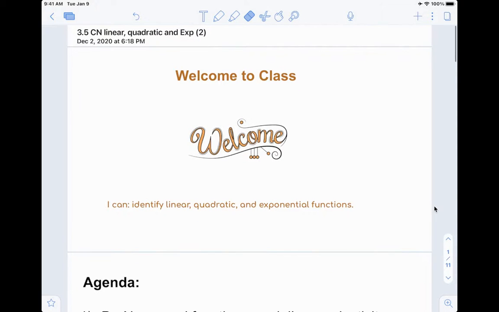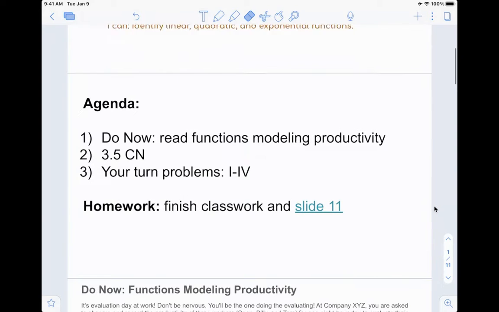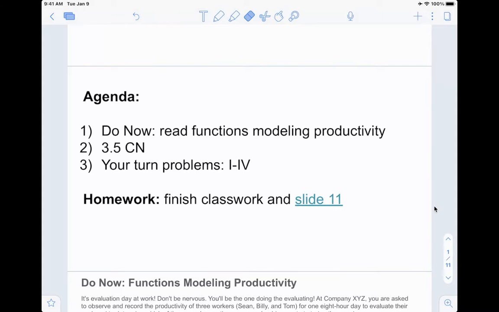Today we are going to look at identifying linear, quadratic, and exponential functions. So the agenda is to complete the do now, which will be to read about functions modeling productivity. We're going to complete some class notes. I'm going to ask you to try the your turn problems. In this video, I am actually going to model problem number 4 in the your turn problems.